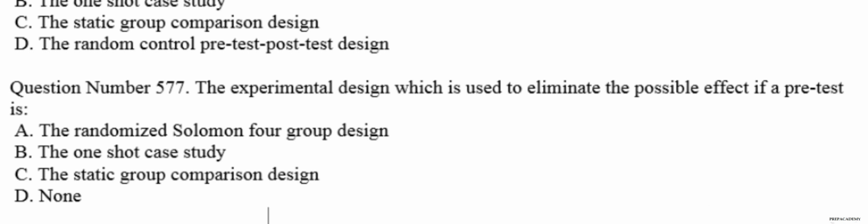Question number 577. The experimental design which is used to eliminate the possible effect of a pretest is A. The randomized Solomon four-group design. B. The one-shot case study. C. The static group comparison design. D. None. The correct answer is option A. The randomized Solomon four-group design.